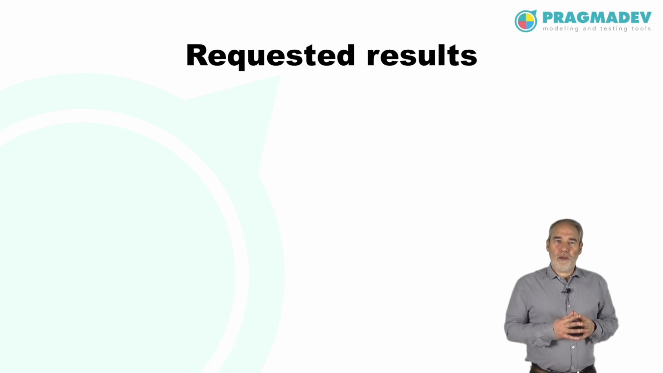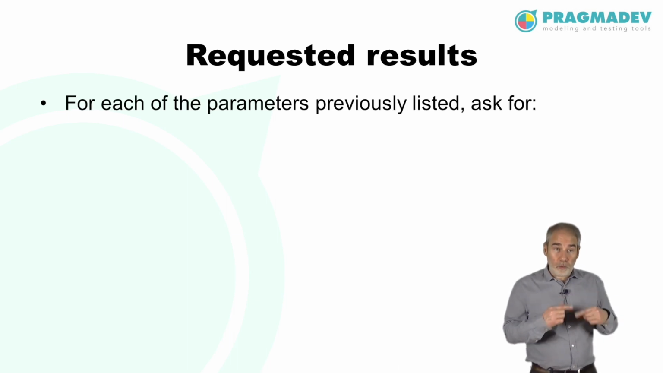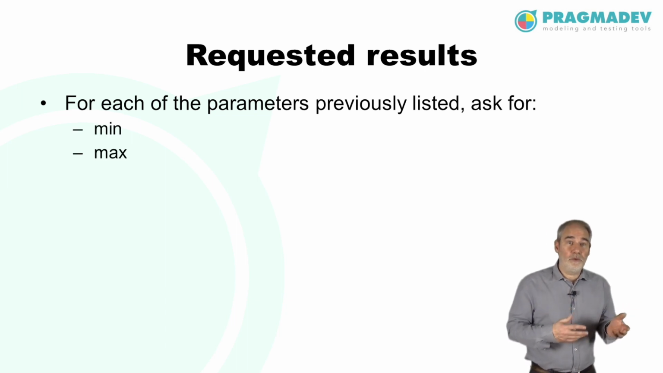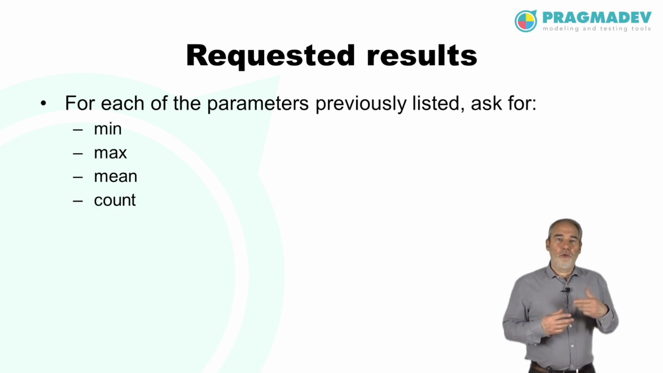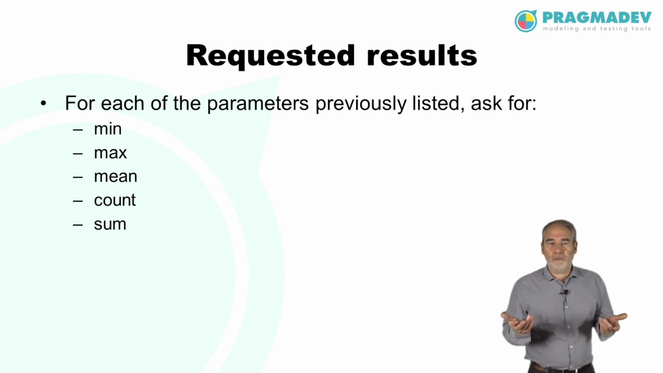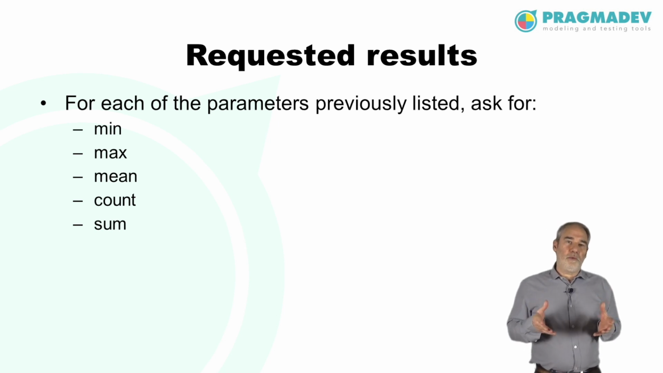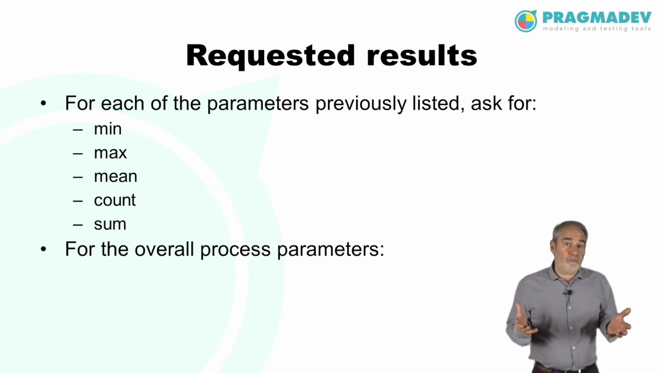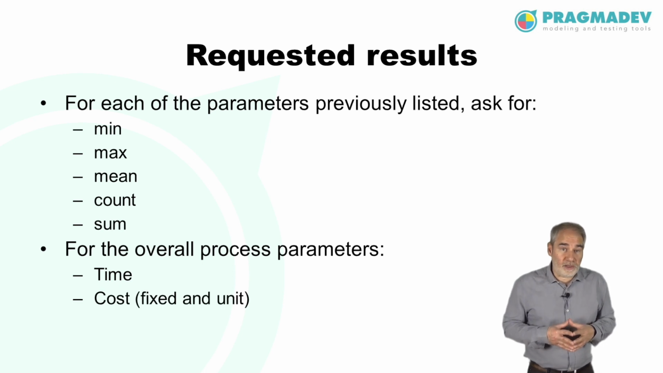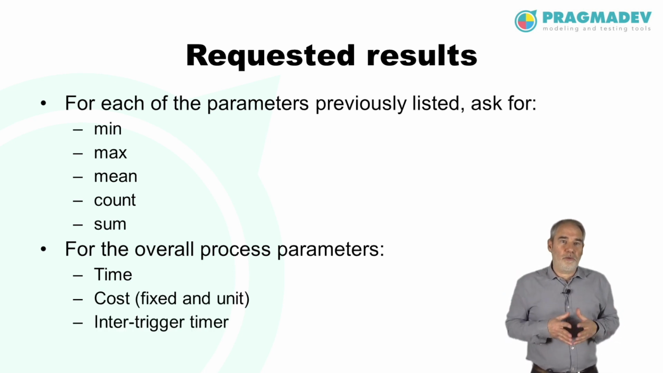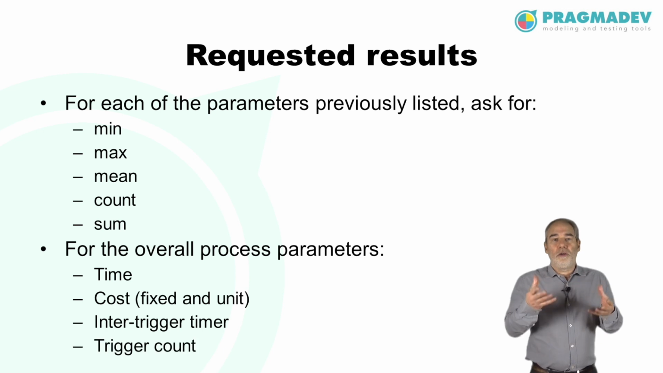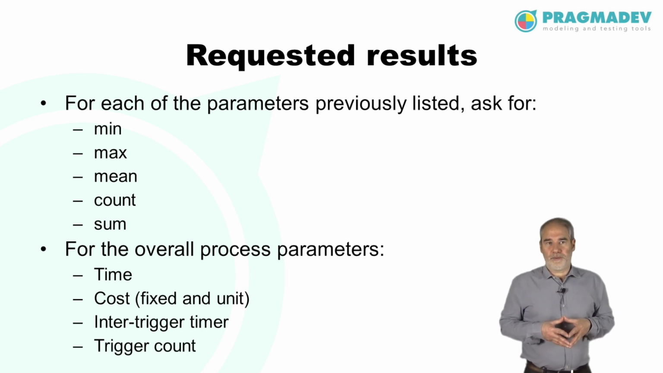BPSim also defines what results are requested from the simulation. So for each input parameter, we can ask for the minimum value, the maximum value, the average value, to count how many times an element has been executed, and also to sum up values. Results can be requested for the overall process: the time or the cost taken by the whole process, the inter-trigger timer between two instances of a process, or the trigger count of the whole process.